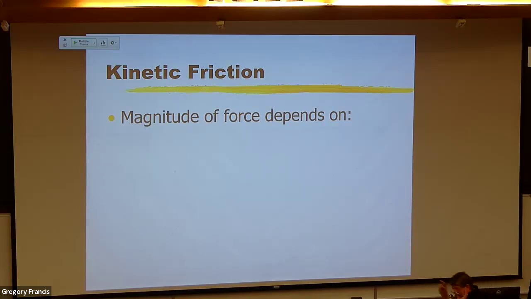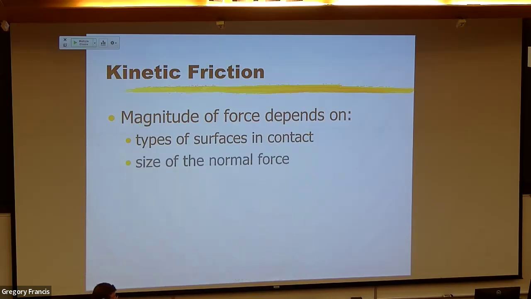I would expect all of these things to play a role. And yet it turns out that nature is so much simpler than we have any right to expect. This friction force depends on two things: the types of surfaces in contact with each other, how rough they are, and the normal force between them. And that's it.